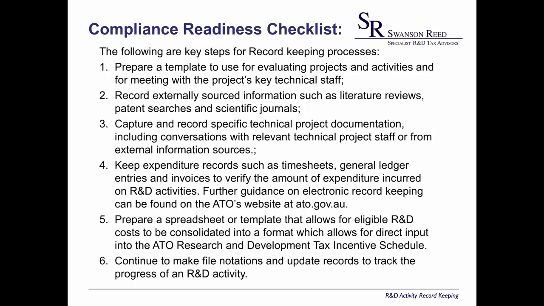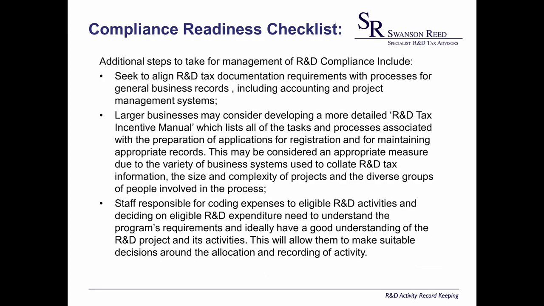Prepare a spreadsheet or template that allows for eligible R&D costs to be consolidated into a format which allows for direct input into the ATO Research and Development Tax Incentive Schedule, and continue to make file notations and update records to track the progress of an R&D activity. Additional steps per the AusIndustry guidance that may assist with record keeping processes include: seek to align R&D tax documentation requirements with processes for general business records, including accounting and project management systems.